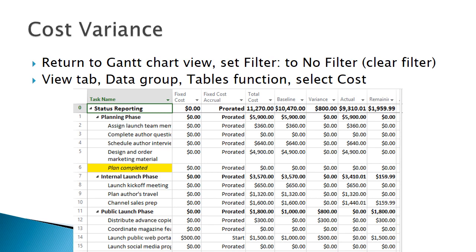In the Data group, Tables function, select Cost to view the cost table. In this table, you can see the baseline cost, scheduled cost, actual cost, and cost variance for each task. The variance is the difference between the baseline cost and the scheduled cost. Remember that Task 0 is a summary for the entire project, which should match the values in the project statistics box.